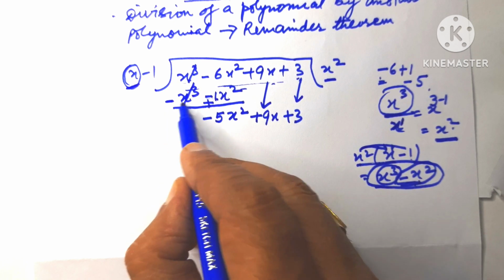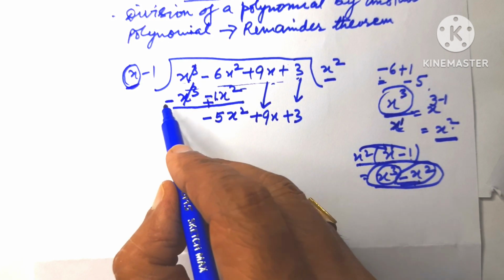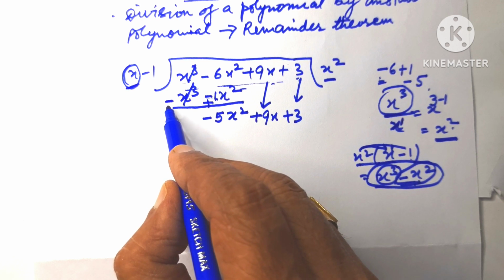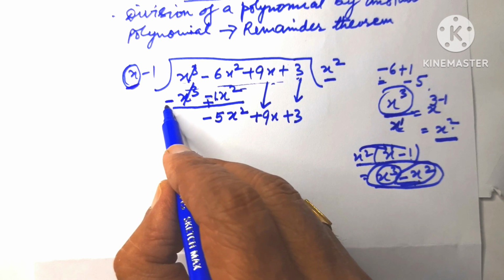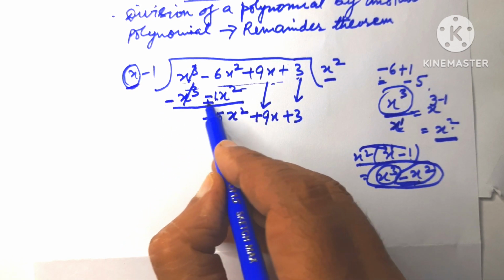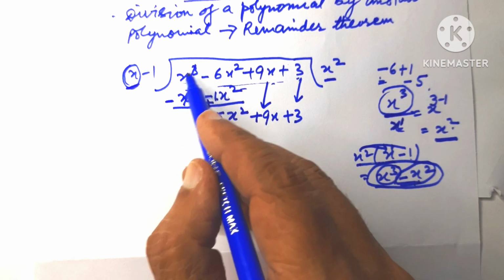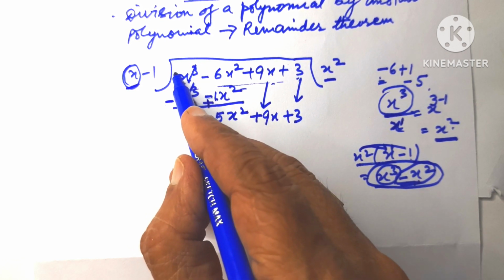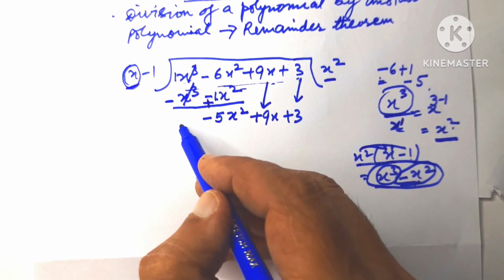Now I will subtract these terms from these. Signs are changed. When no sign is there, that means a plus sign is there. Now I am writing a minus sign. Here it is minus, so I have changed it to plus. Now when we add this, plus 1 and minus 1 cancel, 0. That I am not writing.